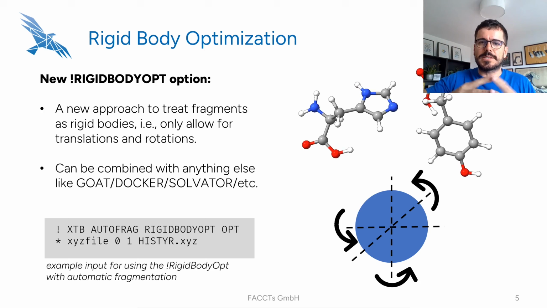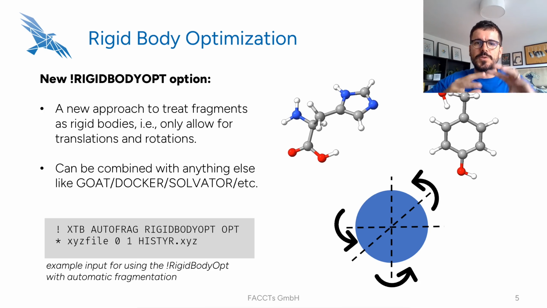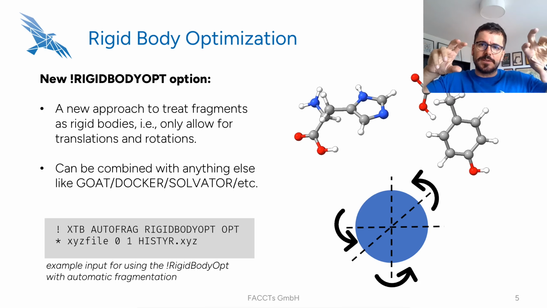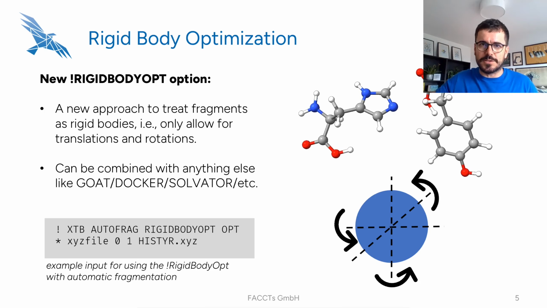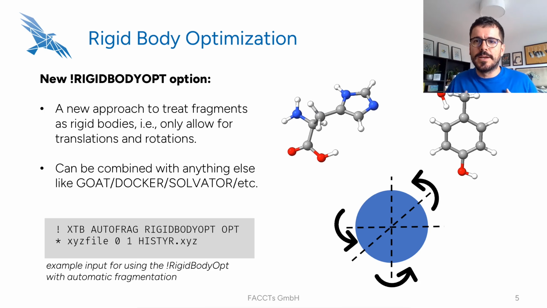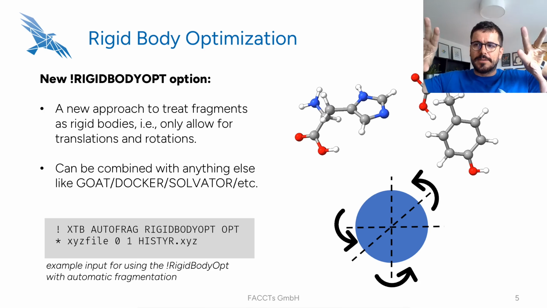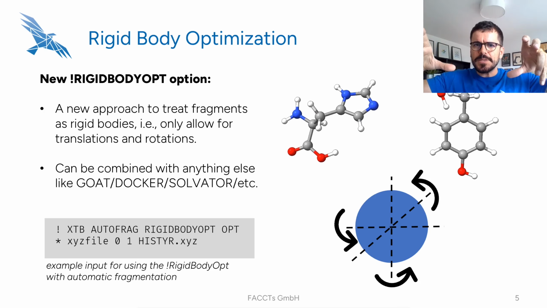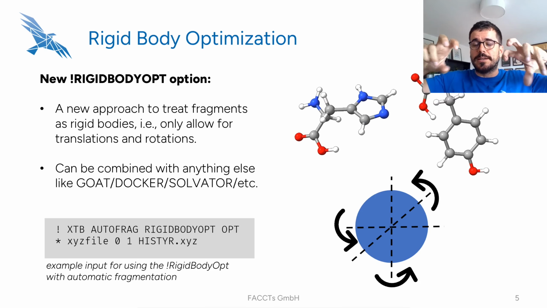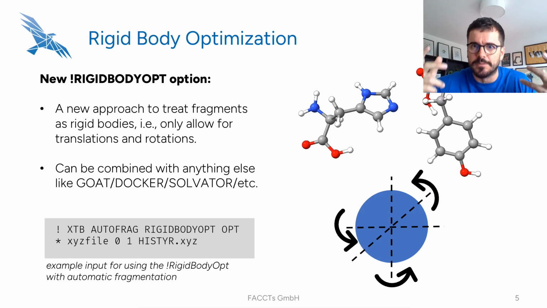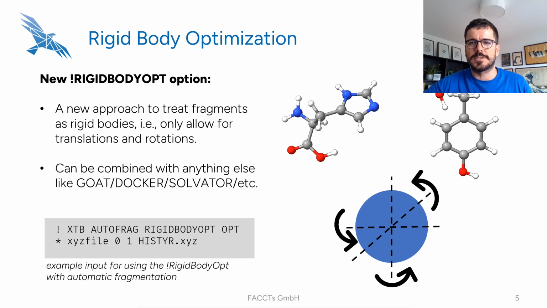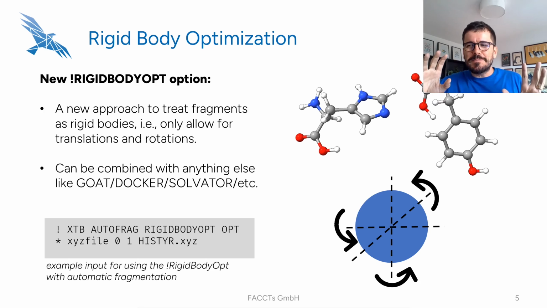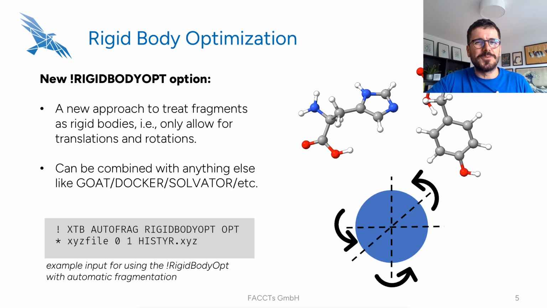And you see this is an example of 2 amino acids, and I used the fragmentator that Nicolas just described. So use autofrag. It will automatically make 2 fragments out of each of these amino acids. And you can see the optimization is running in a rigid body fashion. So there's no internal movement, there's only rotations and translations. This sounds simple, and it is, but there's more that you can do with that, and I'm going to show that later.